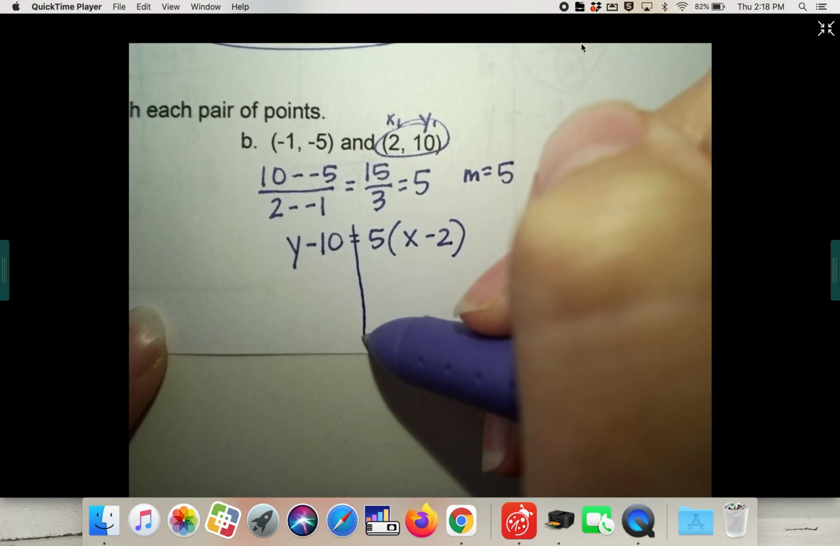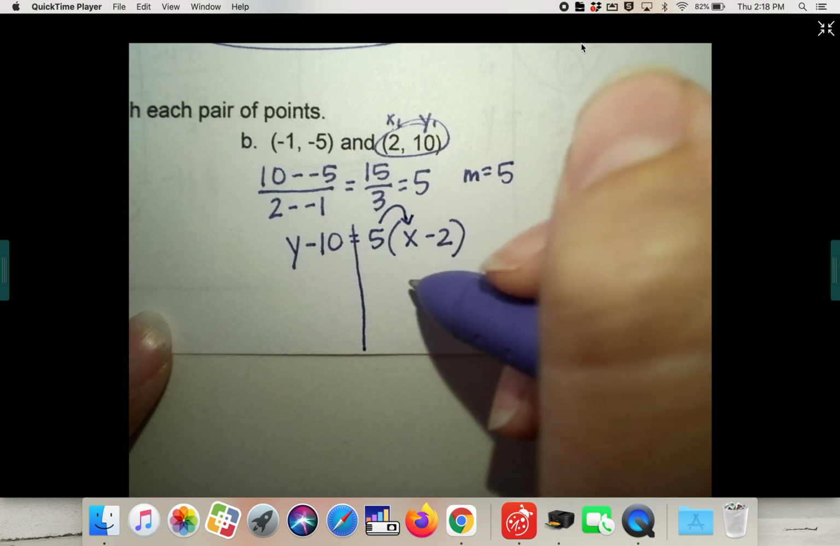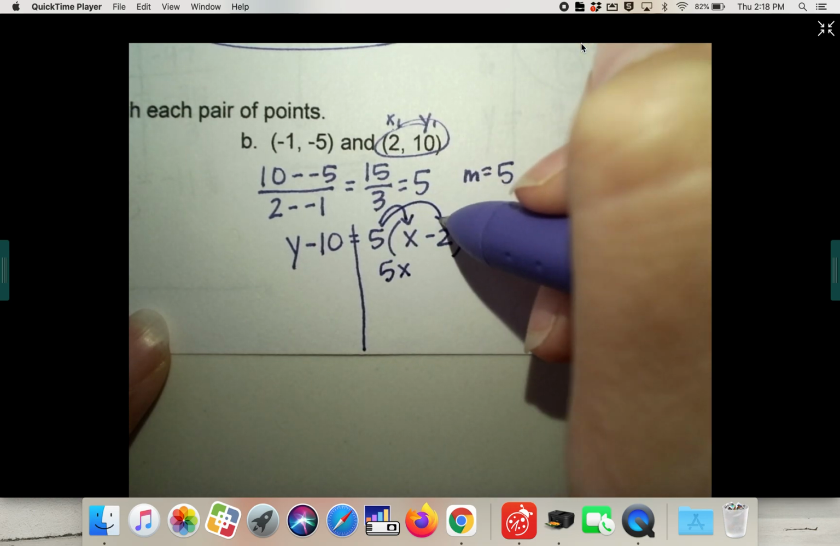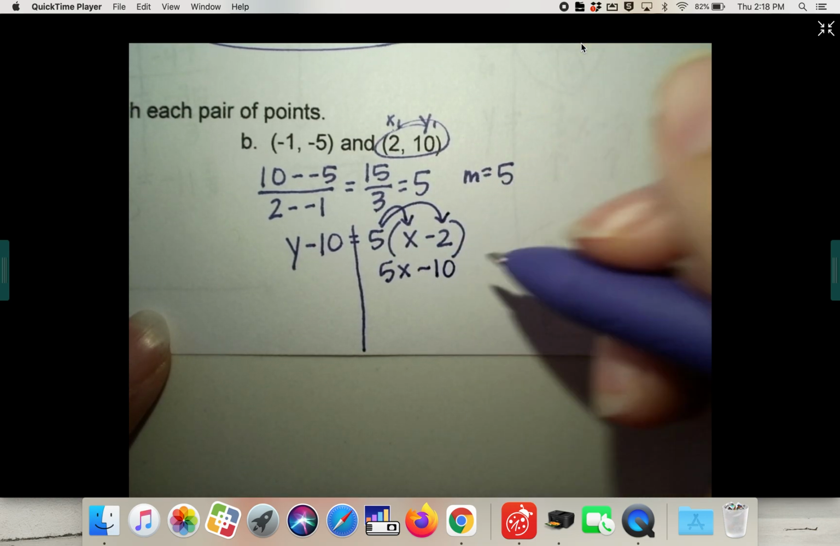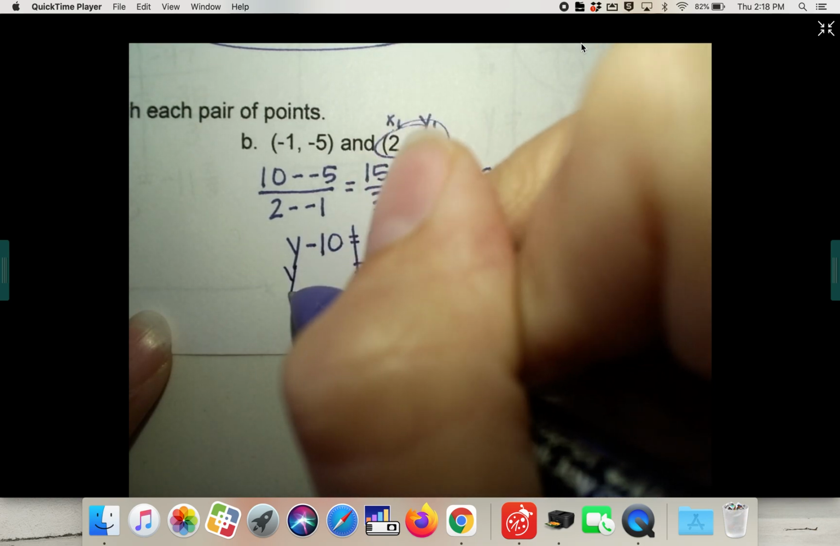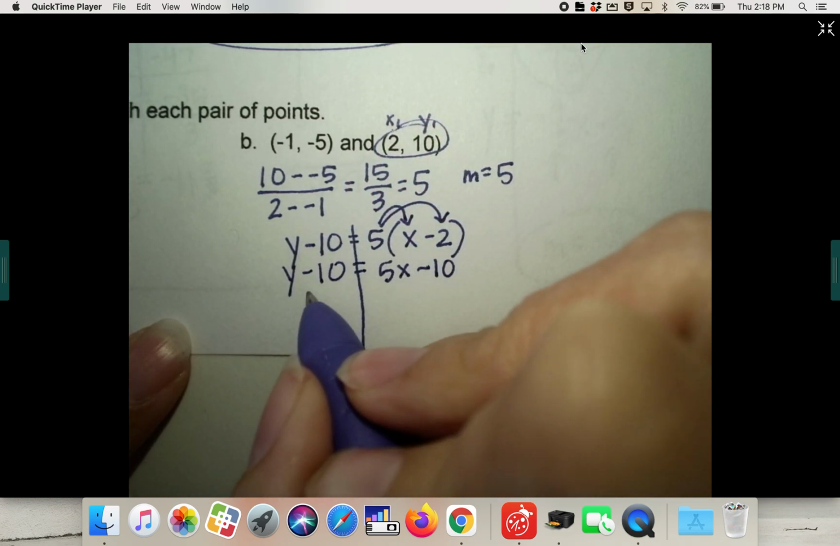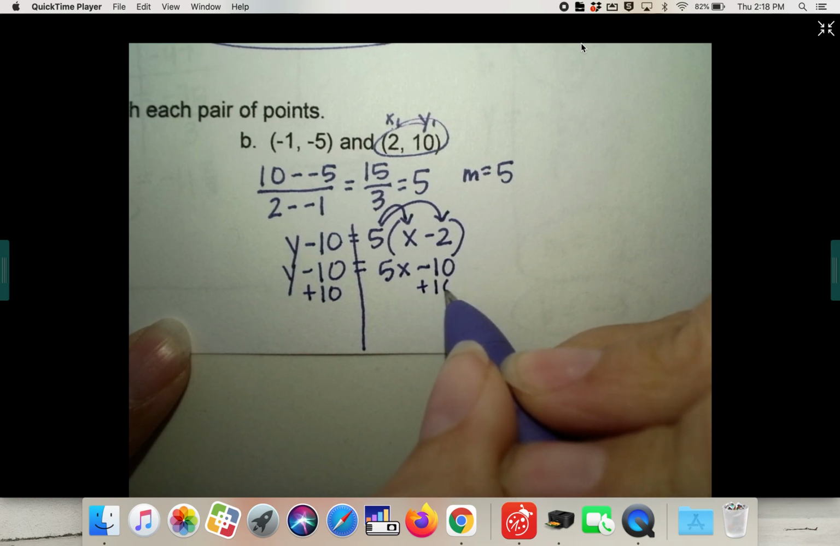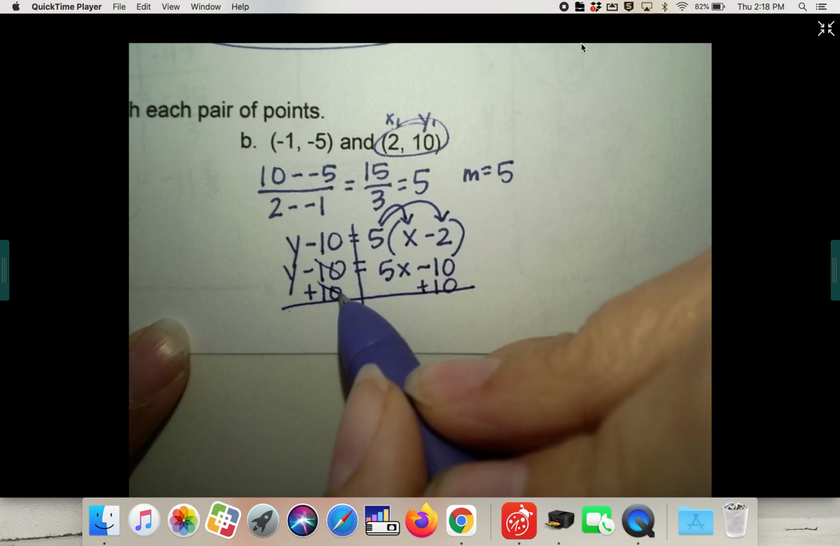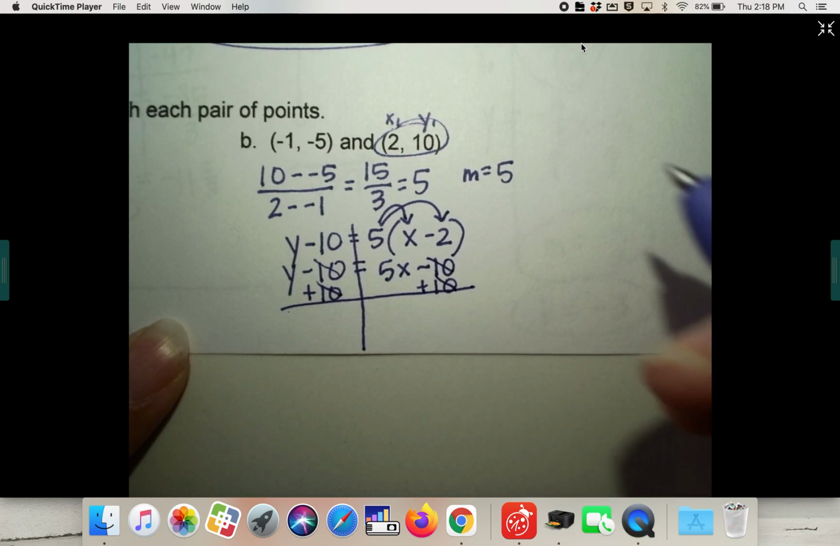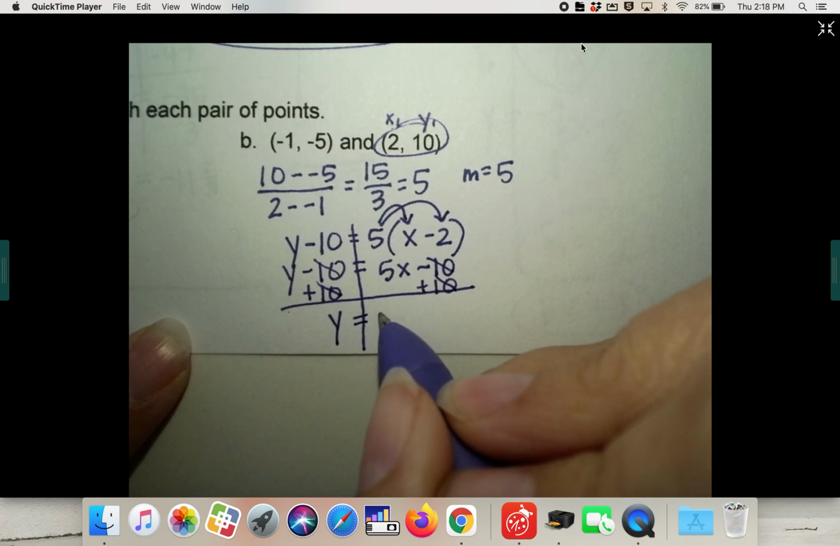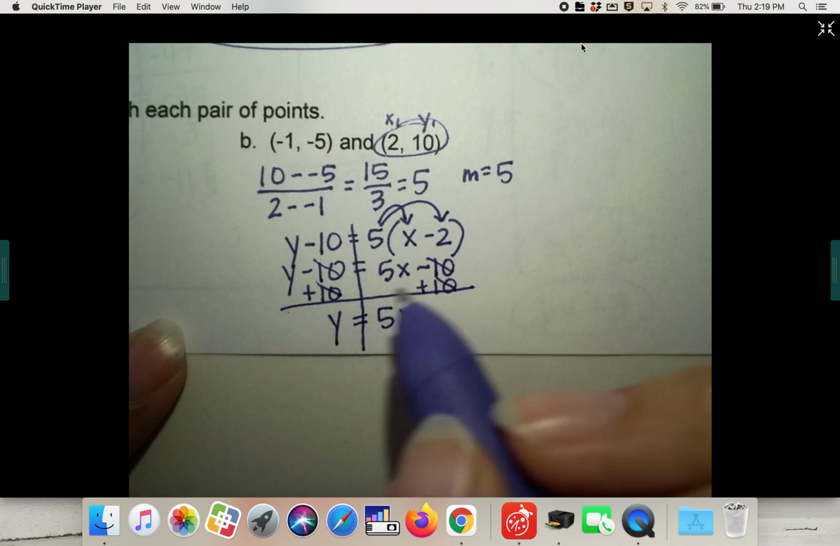All right, so let's rearrange it. Distribute 5 times x is 5x. 5 times -2 is -10. Over here, y minus 10 means we need to add 10 to both sides. Oh, this is going to be interesting. These drop out, but so do these. So y just equals 5x. So this is another direct variation.